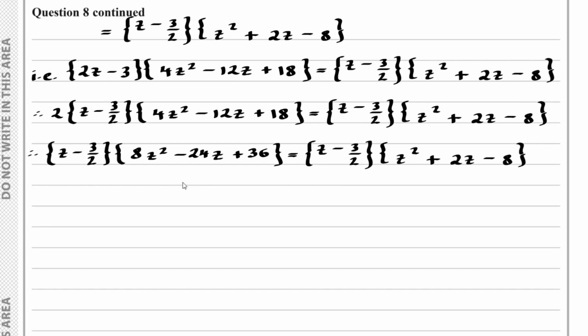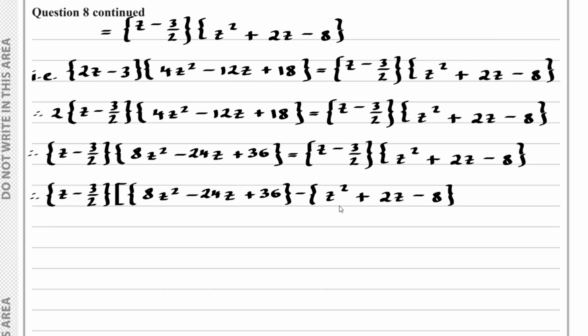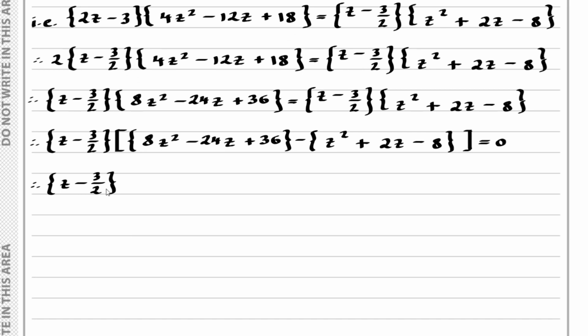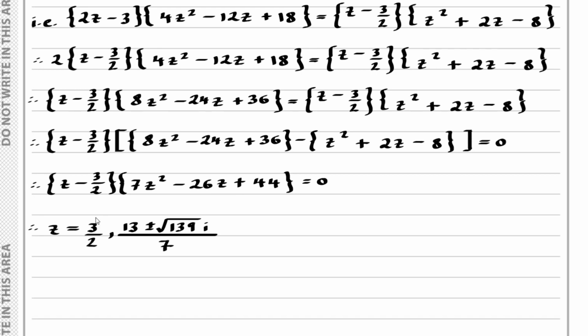So now if I take everything to the left hand side and factorise out z minus 3 over 2, I've got the z minus 3 over 2, then in brackets I've got the 8z squared minus 24z plus 36, and then I subtract z squared plus 2z subtract 8, and all this is equal to 0. So if I simplify this big bracket, well, I still have the z minus 3 over 2, and I multiply this by 7z squared minus 26z plus 44, and that's equal to 0. So solving this equation, we end up with z equals 3 over 2, that's our common root, and then we've got z equals 13 plus minus square root 139i all over 7.